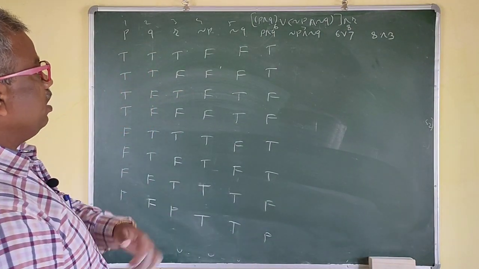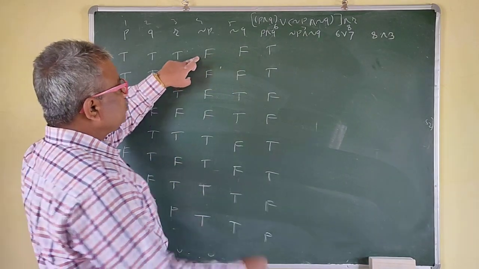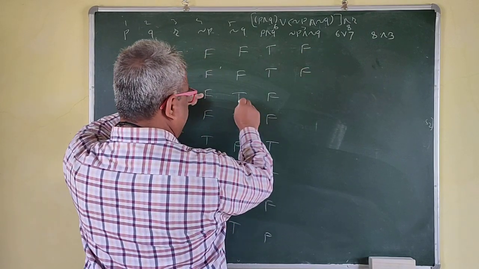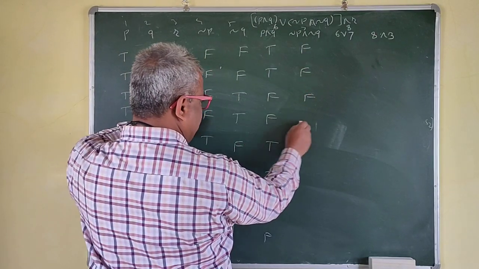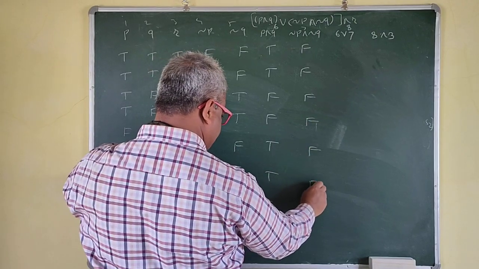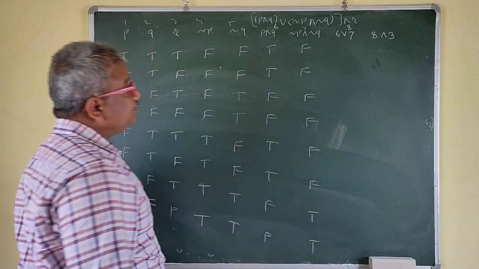Now negation P and negation Q. F and F is F. F and T is F. T and F is F. T and T is T.